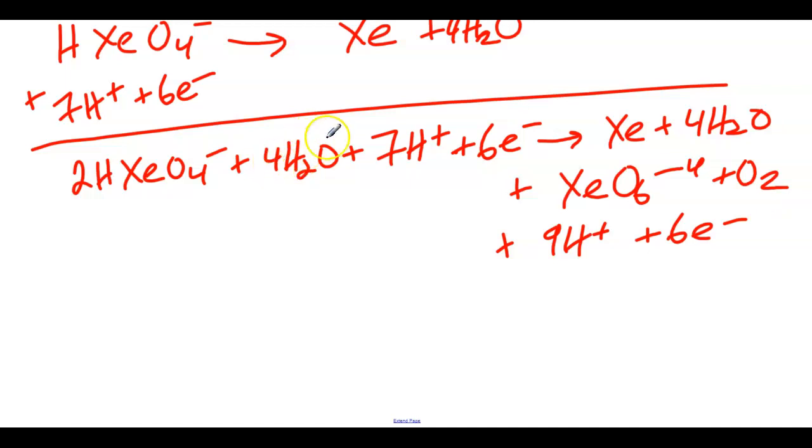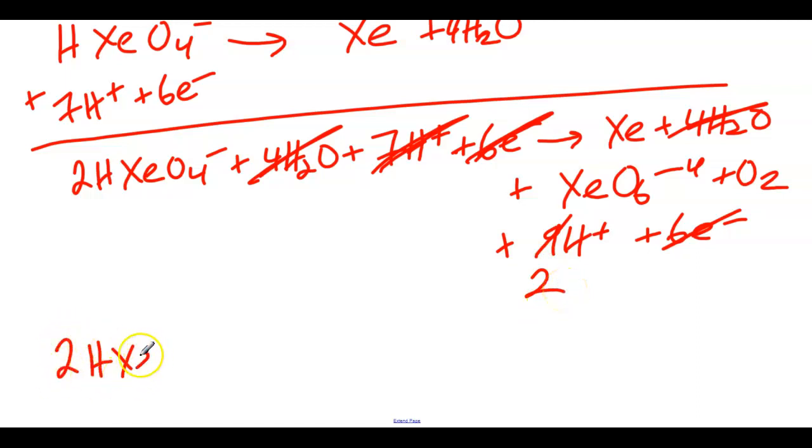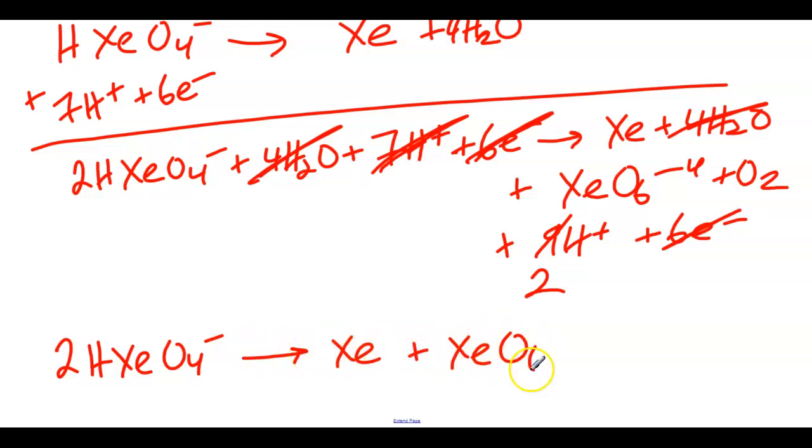So we have 4 waters, 4 waters. We have 6 electrons, 6 electrons, 7 hydrogens, so that's going to come down to 2. So we have 2 HXeO4, arrow, Xe plus XeO6 -4 plus O2 plus 2H2. Okay, much easier to deal with.